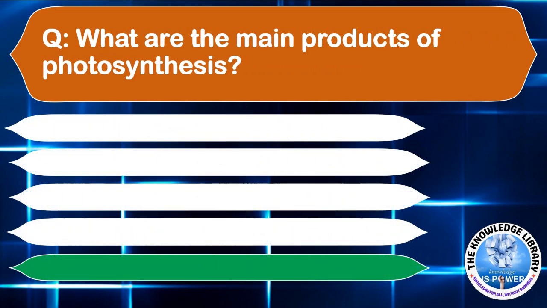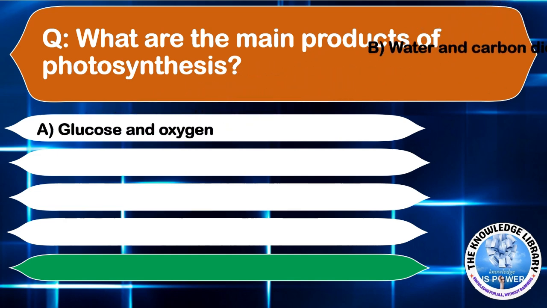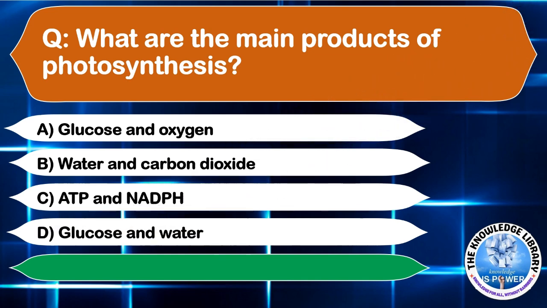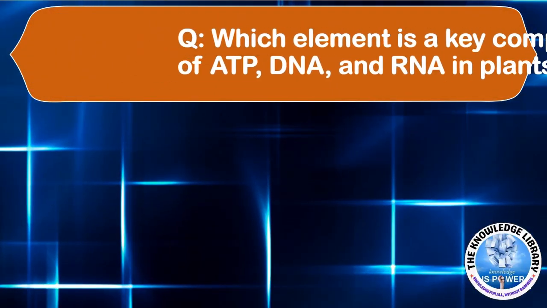What are the main products of photosynthesis? Option A, glucose and oxygen. Option B, water and carbon dioxide. Option C, ATP and NADPH. Or option D, glucose and water. The correct answer is option A, glucose and oxygen. Moving to the next question.